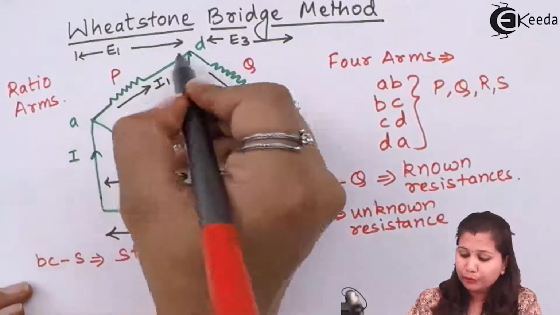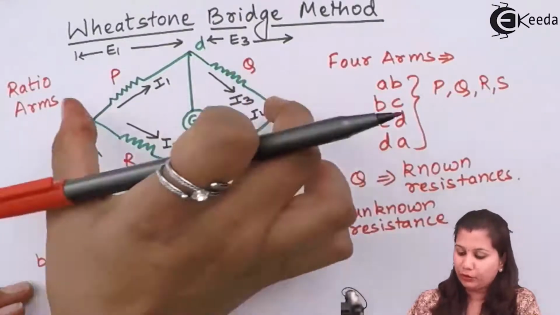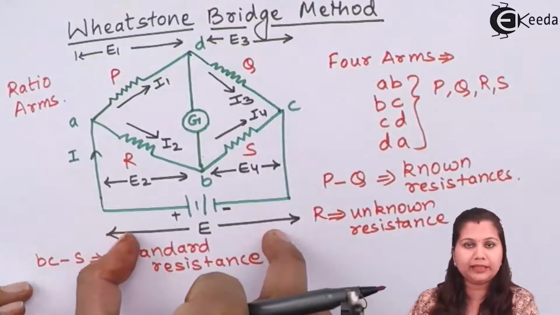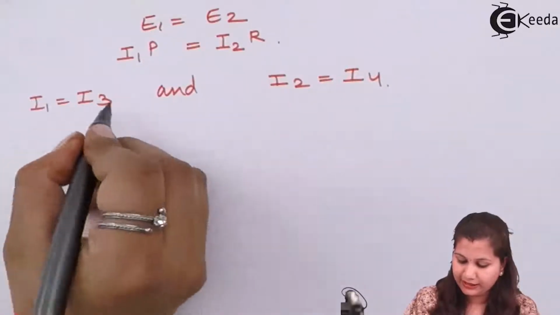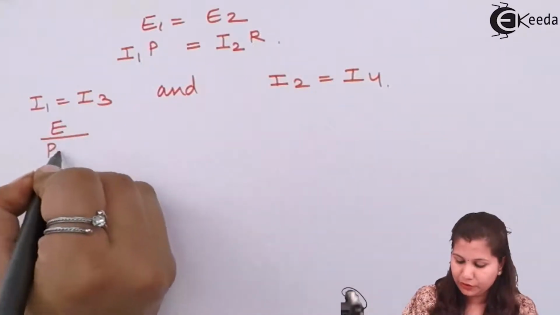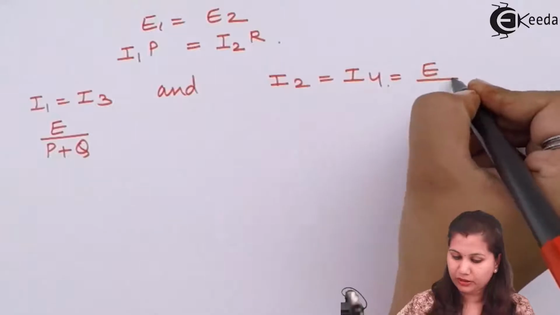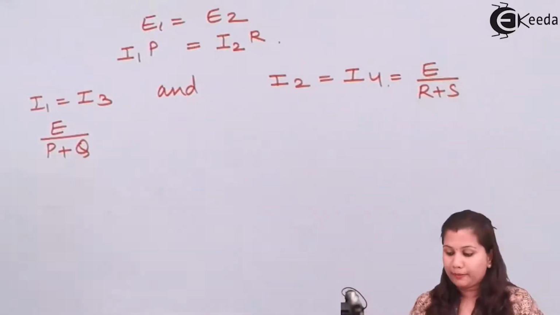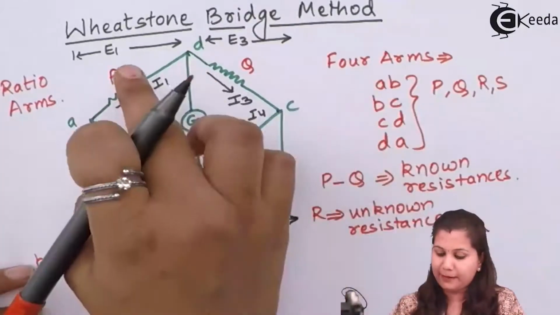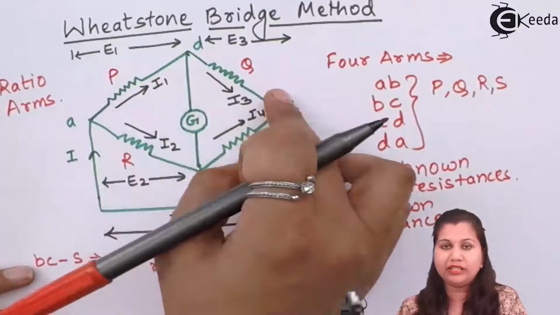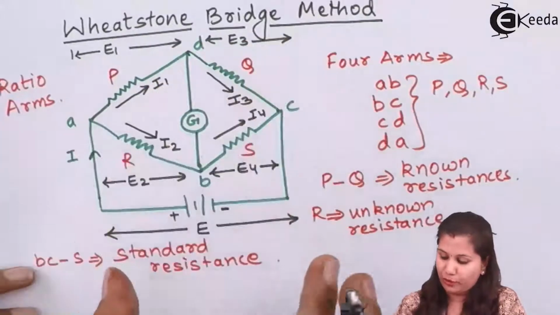So P and Q will be connected in series. The total resistance will be P plus Q, and the total voltage drop is that which is provided by the battery. So here we can write the value of I1, or I3, as E upon P plus Q, and the value of I2 and I4 we can write as E upon R plus S. Because the galvanometer is an open circuit, R and S will be in series, and P and Q will be in series. So the equivalent resistance will be P plus Q, and here R plus S, and the total voltage drop is E.